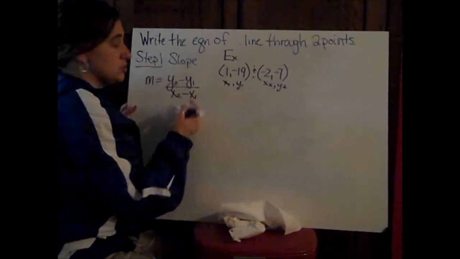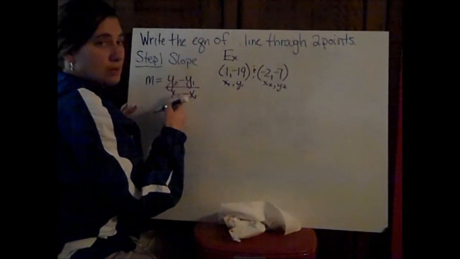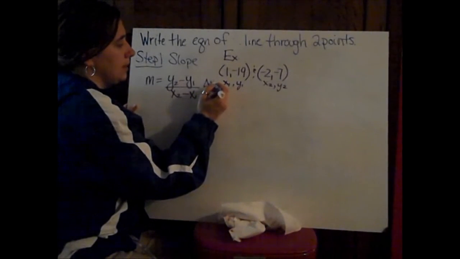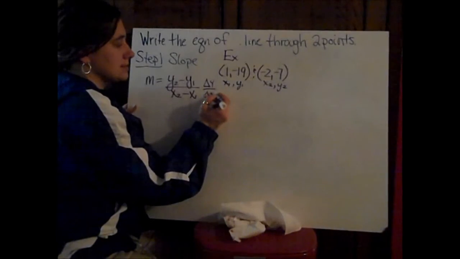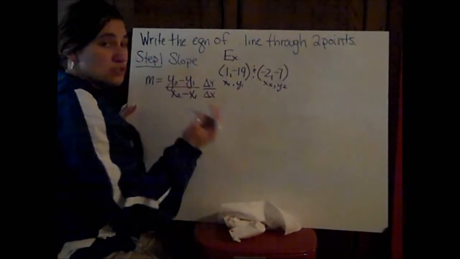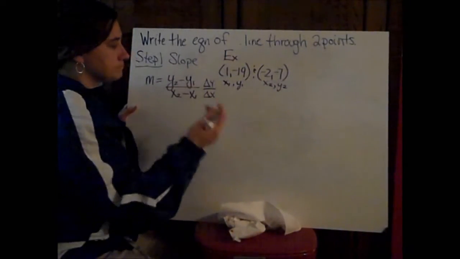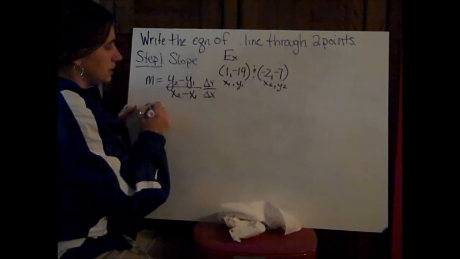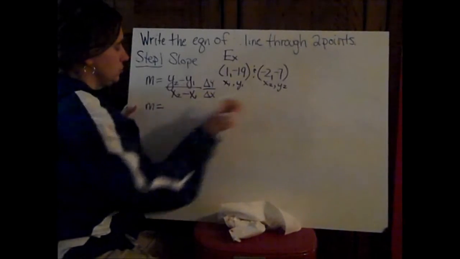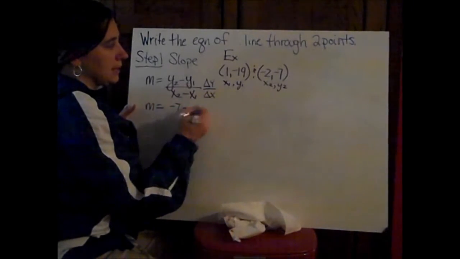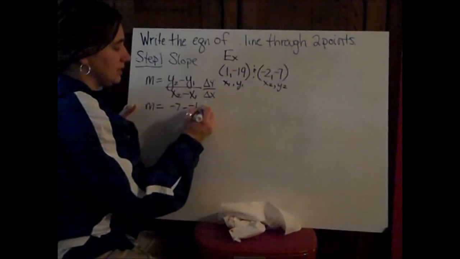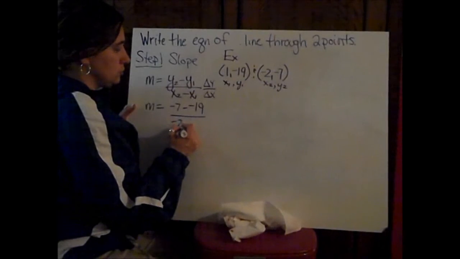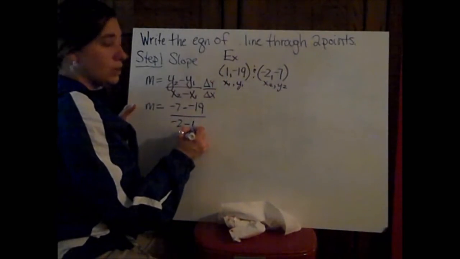Sometimes you see the equation as y2 minus y1. Sometimes you'll see it as change in y over change in x. Or sometimes you've heard about it as rise over run, but those are all the same. So the first thing we're going to do is subtract y2, which is -7, minus y1, which is -19, all over x2, which is -2, minus x1, which is 1.